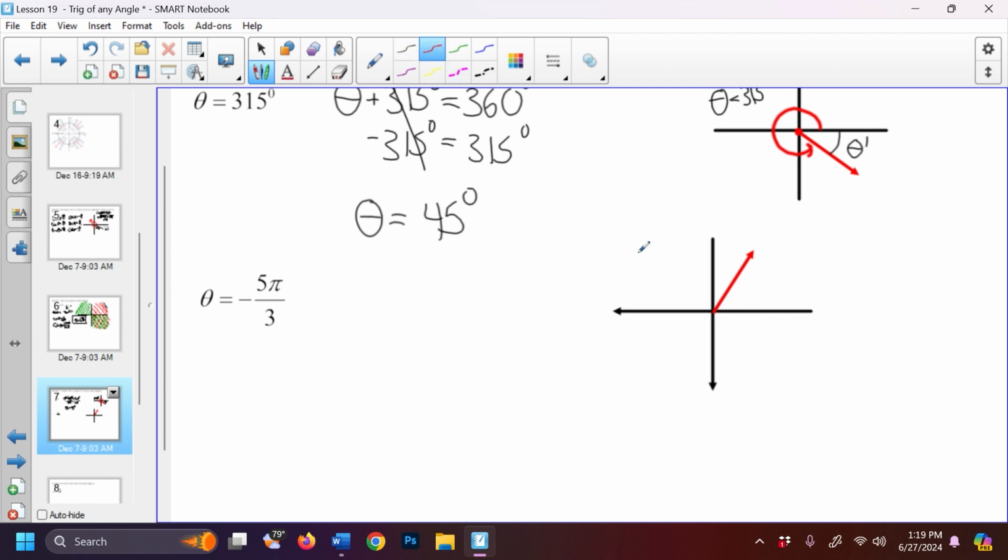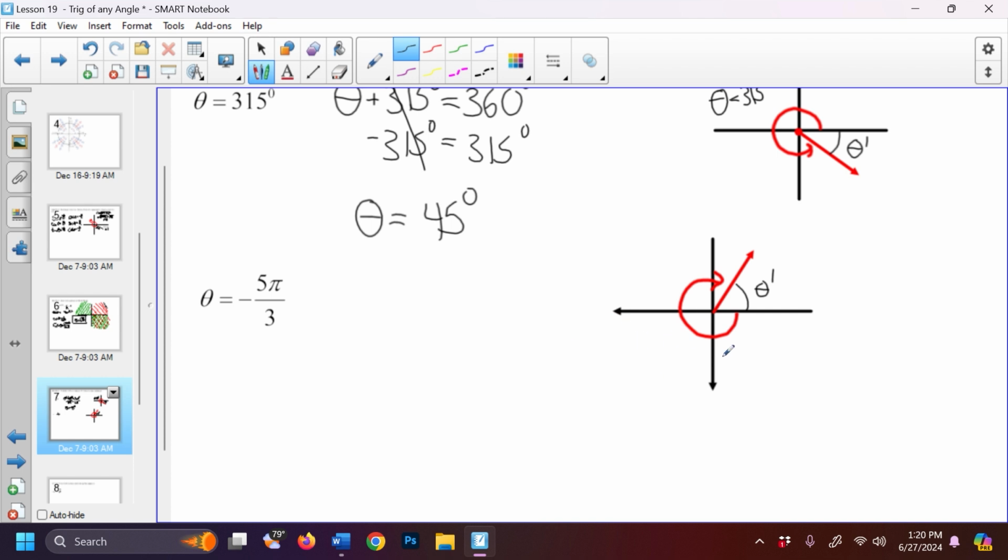So this one's a little bit different. I start in the standard position, and because theta is negative, I'm going back that direction. And so my reference angle will be that acute angle theta prime with the terminal side and the horizontal axis.